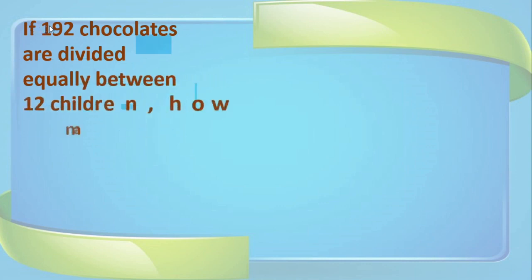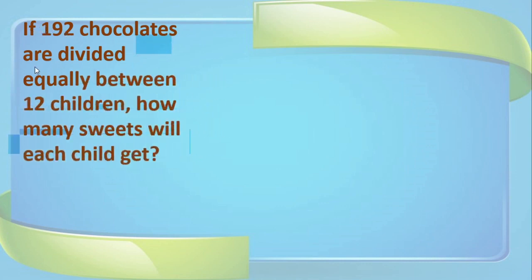If 192 chocolates are divided equally between 12 children, how many sweets will each child get? Yes, total chocolates 192. How many children are there? 12 children are there. You can see here a 2-digit number, correct? 12. But you know the table for 12, isn't it? 12 times table, right? Okay. We will go through 12. Here we can take 2 digits.